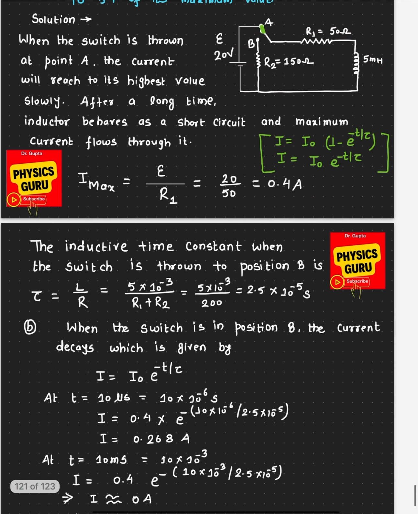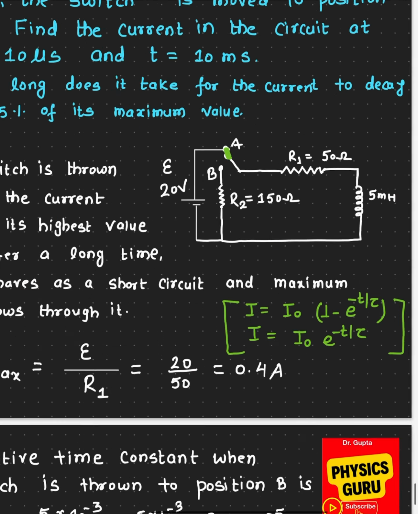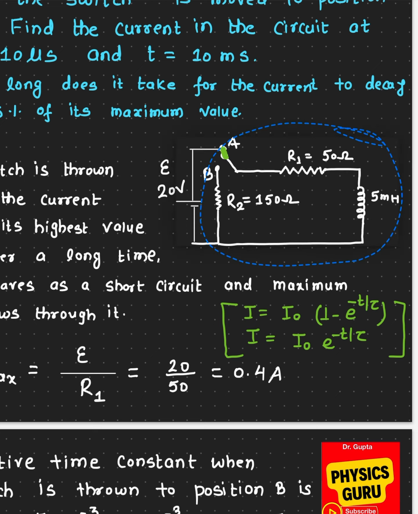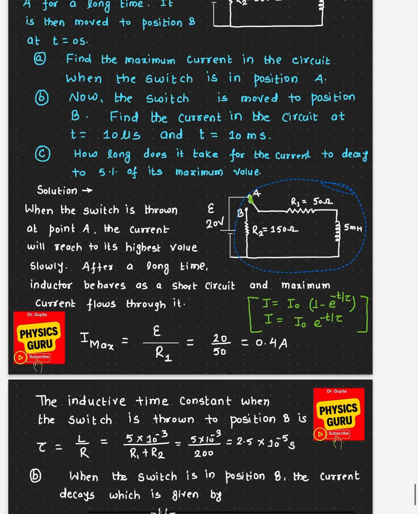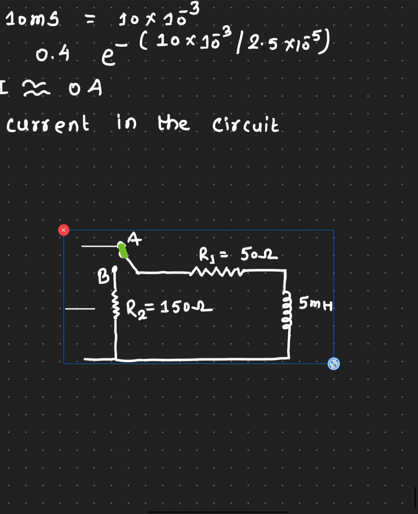Now once we connect the switch to position B, let me draw the circuit here so you can understand a little better. Copy, let me paste here. Now I'm going to make certain changes. When the switch is connected to position B, this is how it looks: there are two resistors in series, and then there is an inductor.